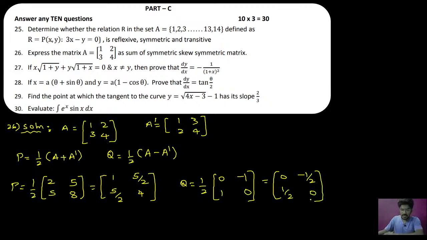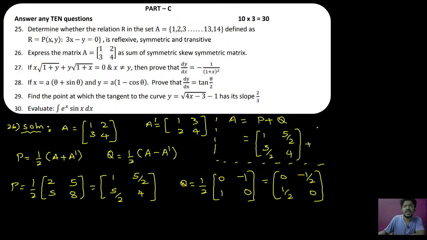Now we have to use your formula, that is matrix A equal to P plus Q. So you take P as 1, 5 by 2, 5 by 2, 4, and Q is 0, minus 1 by 2, 1 by 2, 0. So you just simplify.